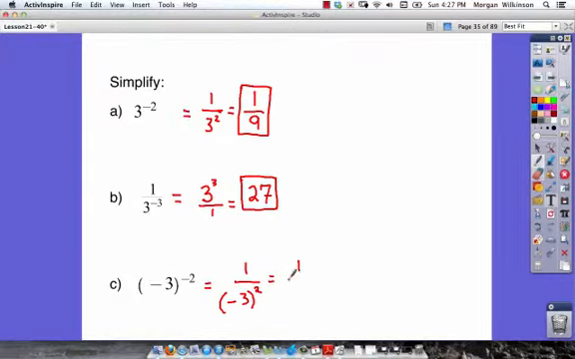We're going to get 1 over negative 3 squared, that means negative 3 times negative 3, that must be positive 9, so we've got our answer of 1/9. And we're all done. If you've got a question, go ahead and write it down now. We're going to move on to our next slide.